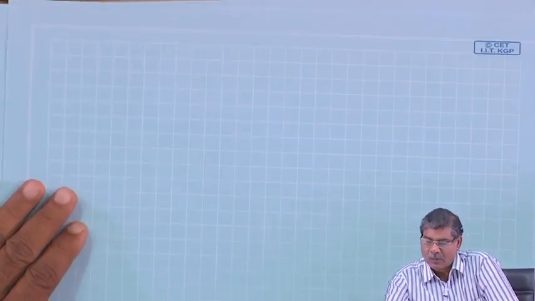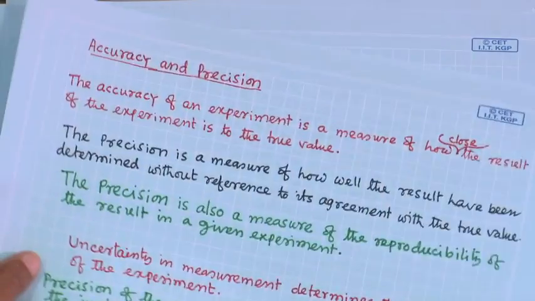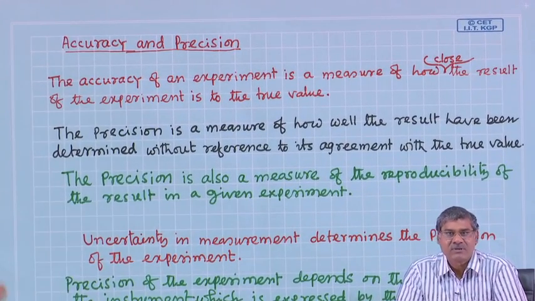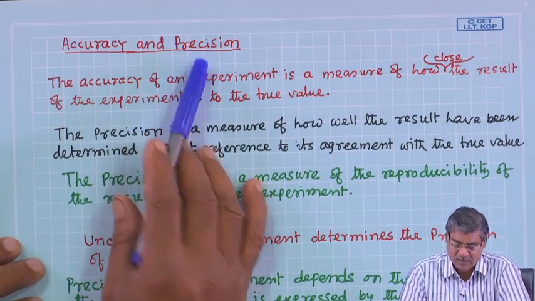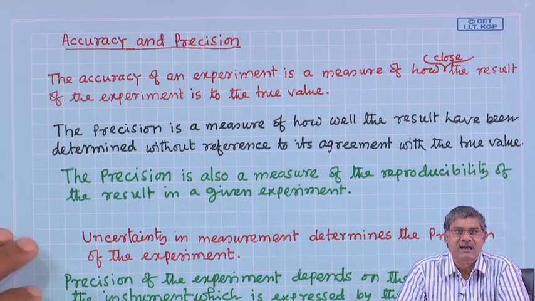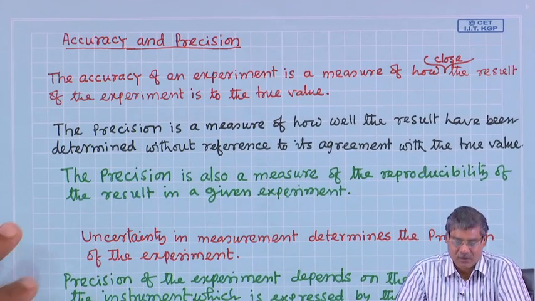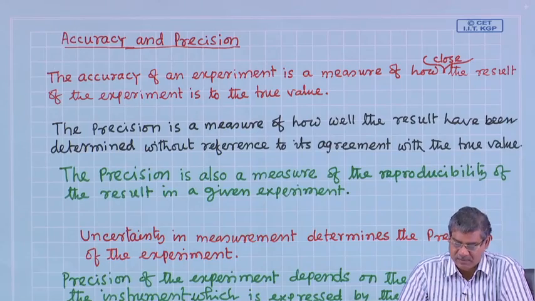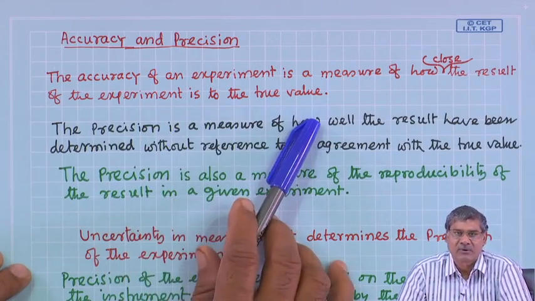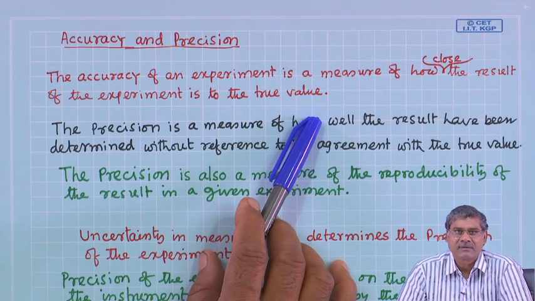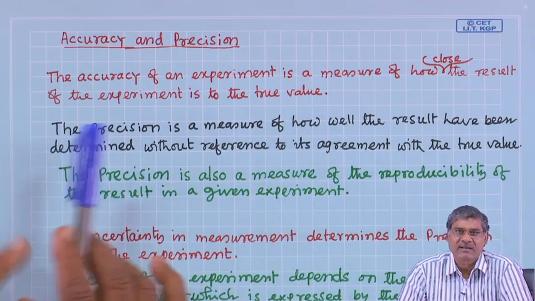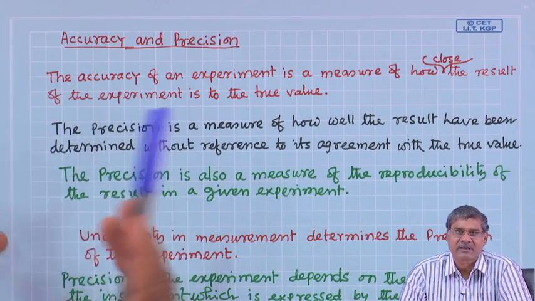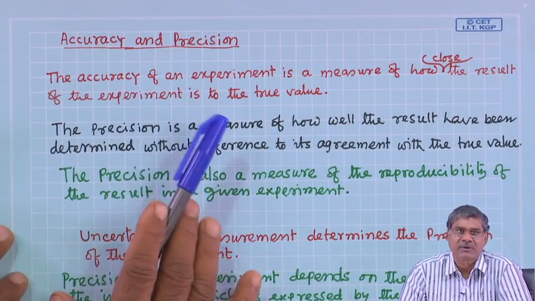So, when we do an experiment or study experimental physics, one obvious question is this: we use these two terms, one is accuracy and another is precision. So, what is accuracy and what is precision? How to distinguish these two terms? Accuracy of an experiment is a measure of how close the result of the experiment is to the true value. So, if the difference between the true value and the measured experimental value is very small, then we say the accuracy of our experiment is very good. That is how we define accuracy.